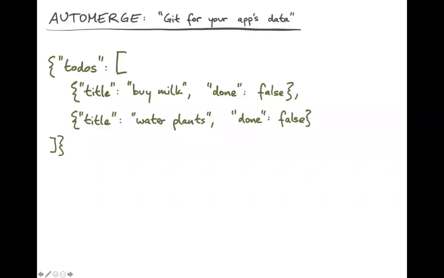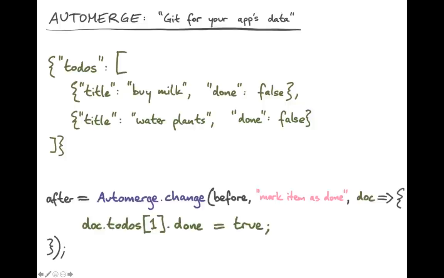You can implement sort of relational database style data with it, but it's most interesting for JSON-like hierarchical data. And so you can express things like the to-do list that we saw earlier. And there's an API then for making changes to the current state of an application. And so in the JavaScript API, it looks like this. You call the automerge.change function. You pass in the current state of a document and you get a callback, and within that callback you can then mutate the state of the document in whatever way you like.